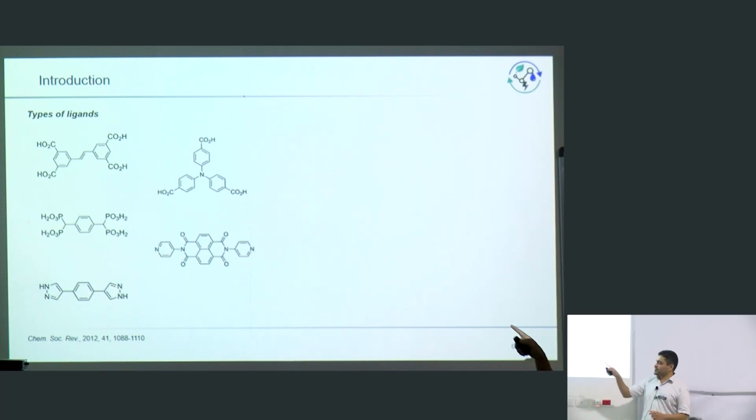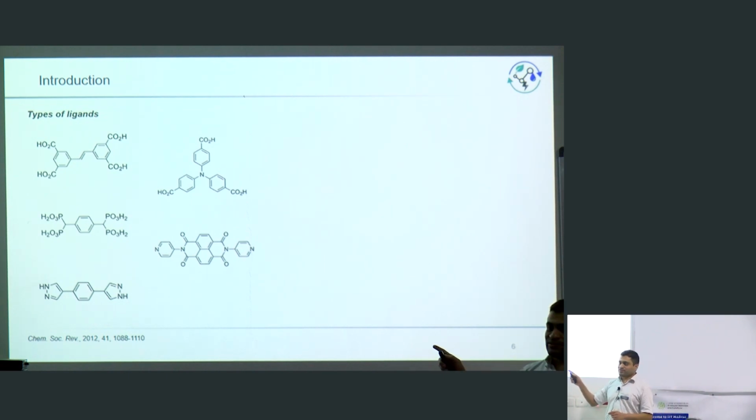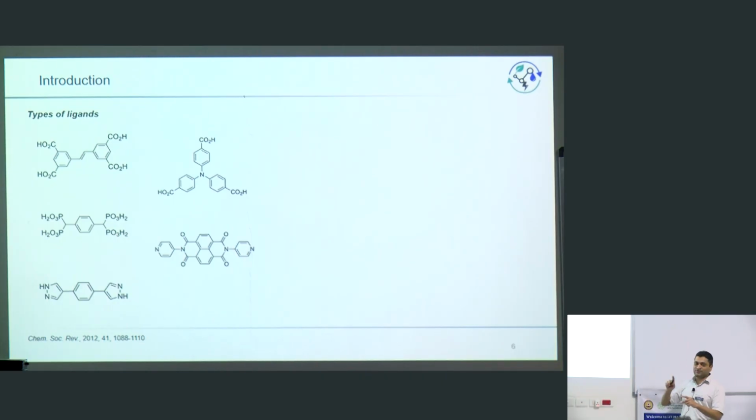Why I'm showing this slide and these examples is to highlight one fact: if you look at all the ligands shown over here, they're essentially very symmetric. There is no ligand that is very asymmetric. The donor groups are either at specific angles to each other. For example, in this one, it's at 120 degrees from each other. And then this one, it's linear. This one, it's linear.